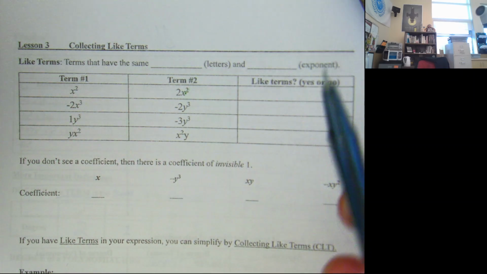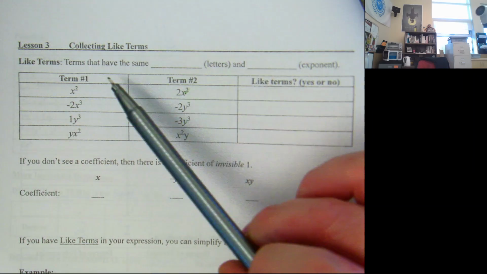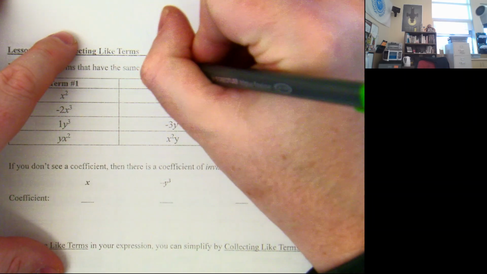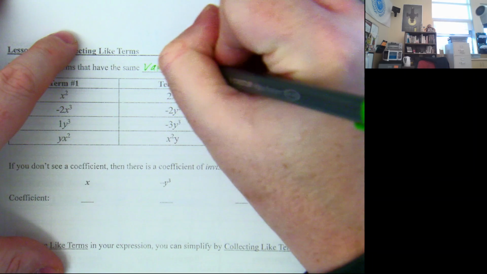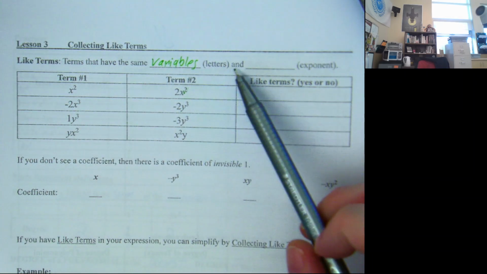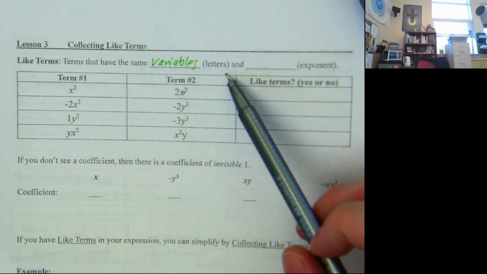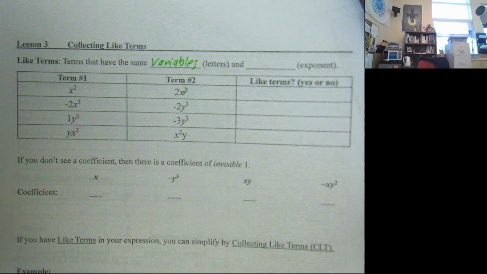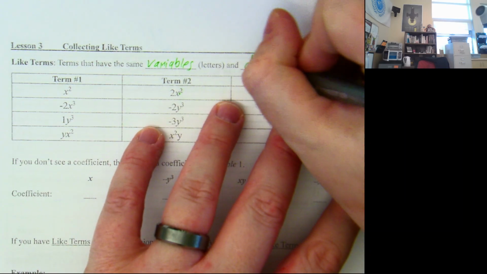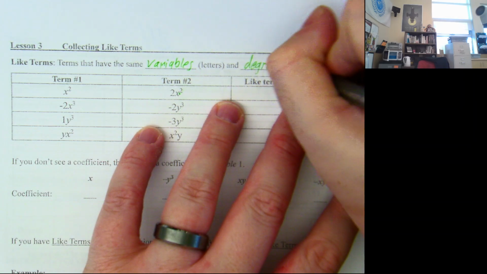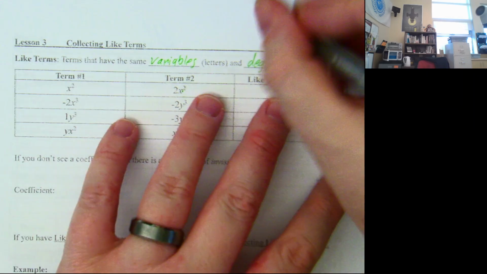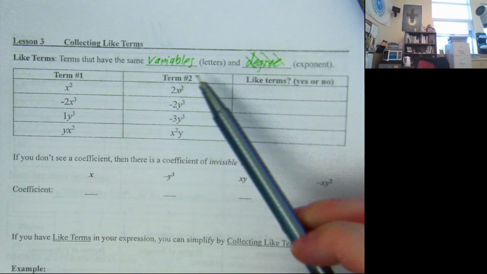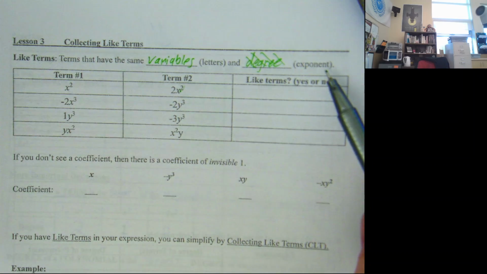So to determine whether or not we have like terms, what we need to look at is whether or not the terms have the same variables. This first blank is variables. I put the words letters in brackets, so that might have been a hint. You have to have the same variables, and they have to have the same degree. But I don't like thinking about them as being degrees, so we're just going to write the word and then we're going to cross it out. What I want you to look for is the same variables with the same exponents.